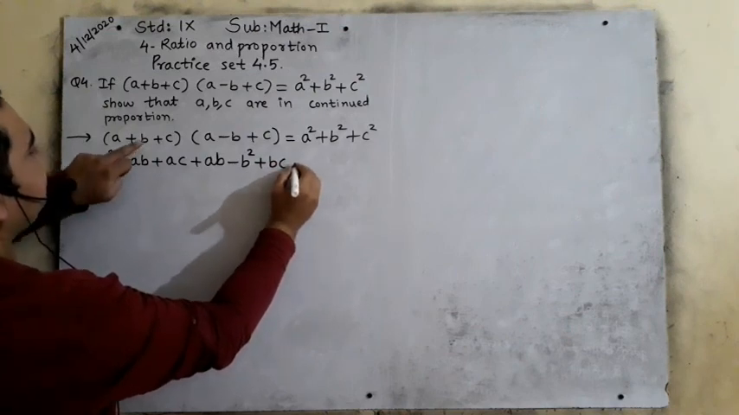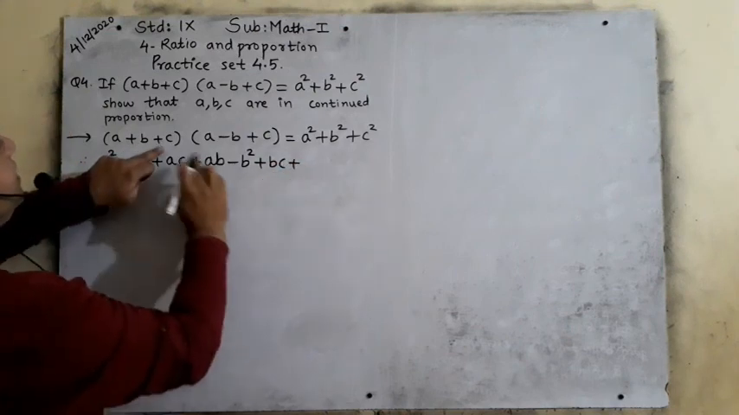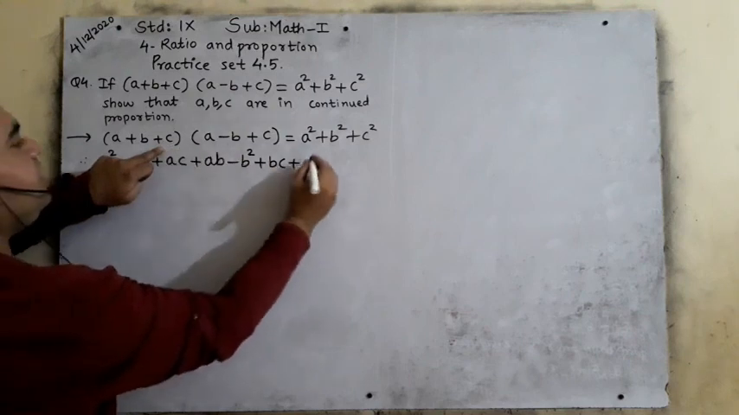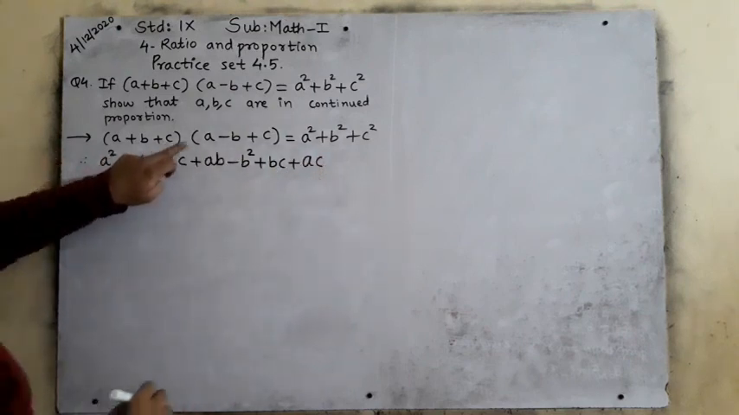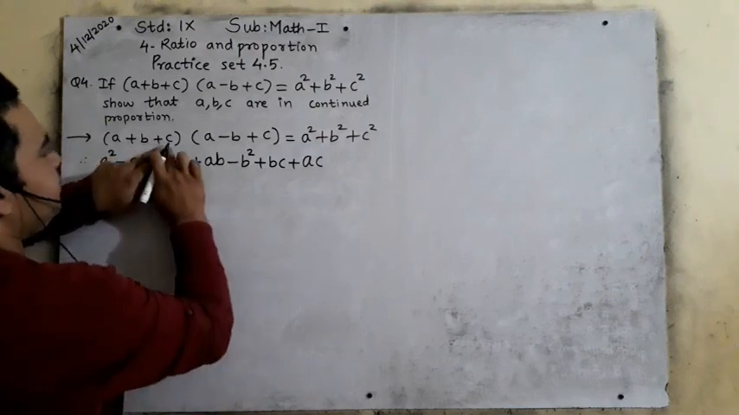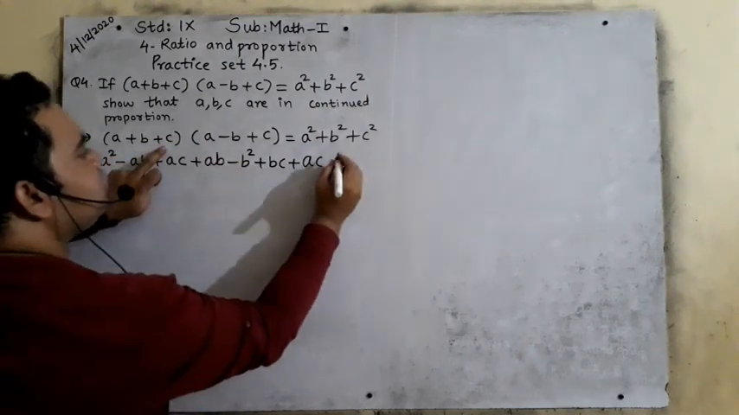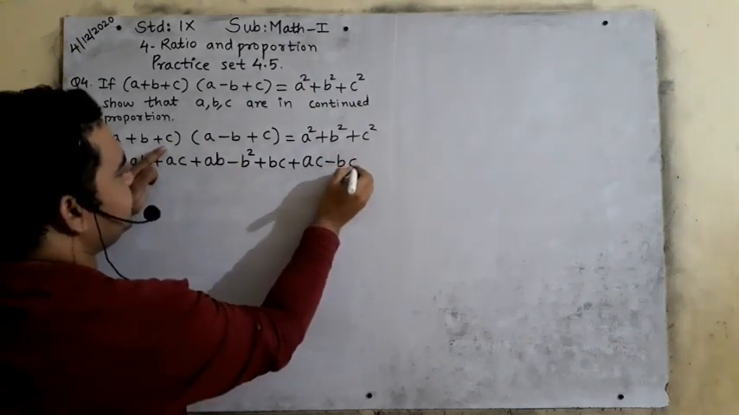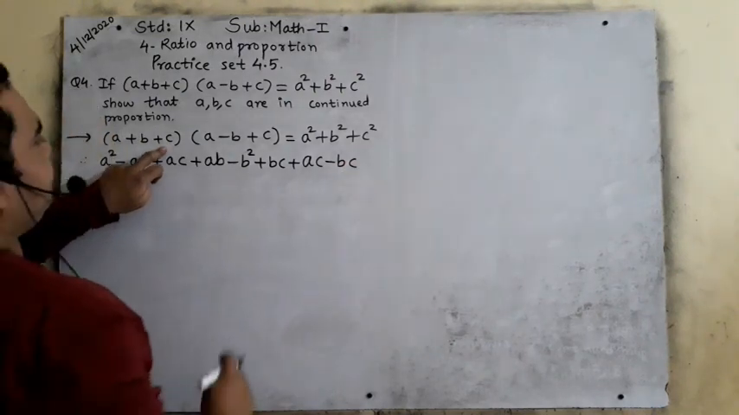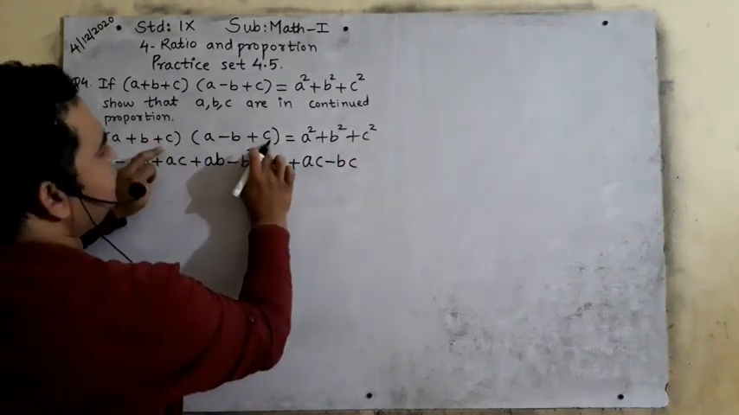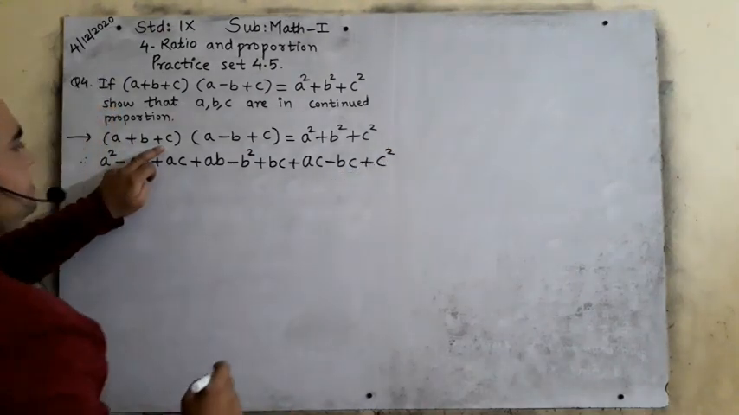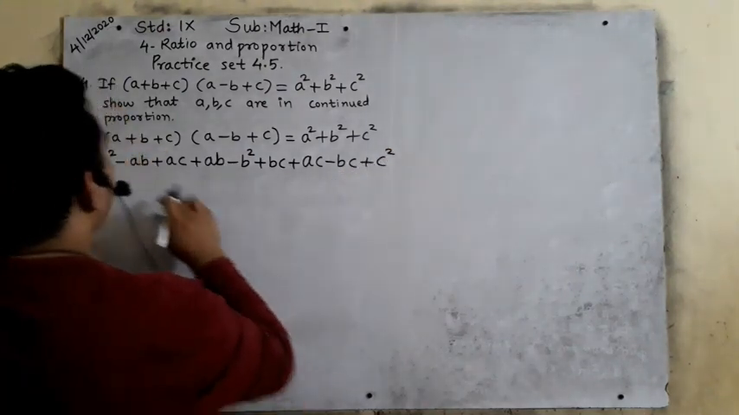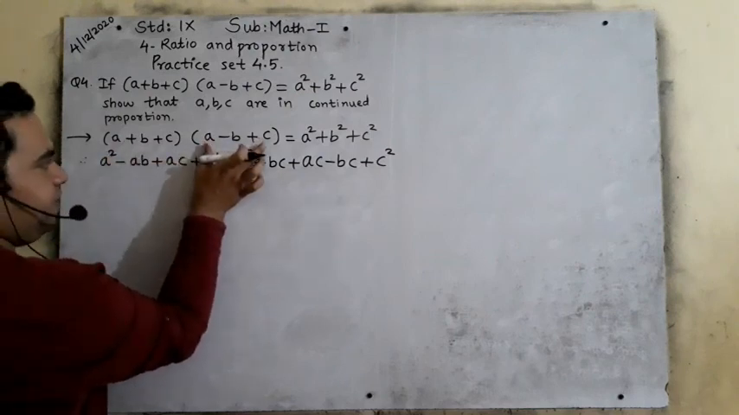Then this plus C will multiply to this A. It will be CA, but we will write AC. Alphabet comes first, A. Now this C will multiply to this minus B, so we will say minus BC. Now this plus C will multiply to this plus C. It will be plus C square. Finished. A multiplied to this complete bracket.